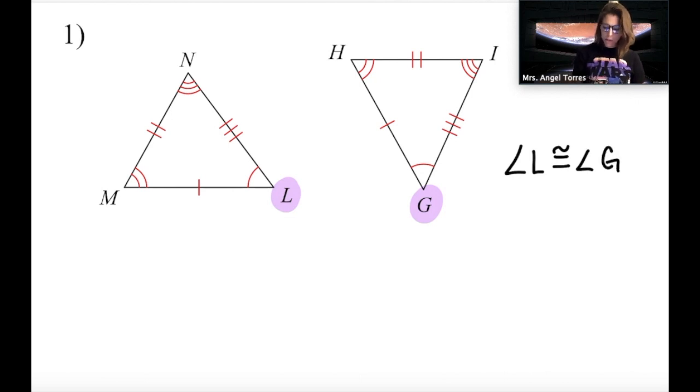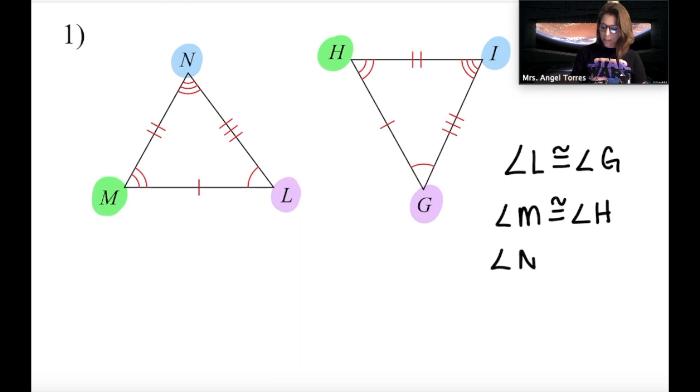I also notice that angle M has 2 arcs, and angle H also has 2 arcs, which means angle M is congruent to angle H. And finally, angle N has 3 arcs, and so does angle I, which means that angle N is congruent to angle I. Now that I've gone in and noticed what angles are congruent, I can go in and label the sides that are congruent as well.